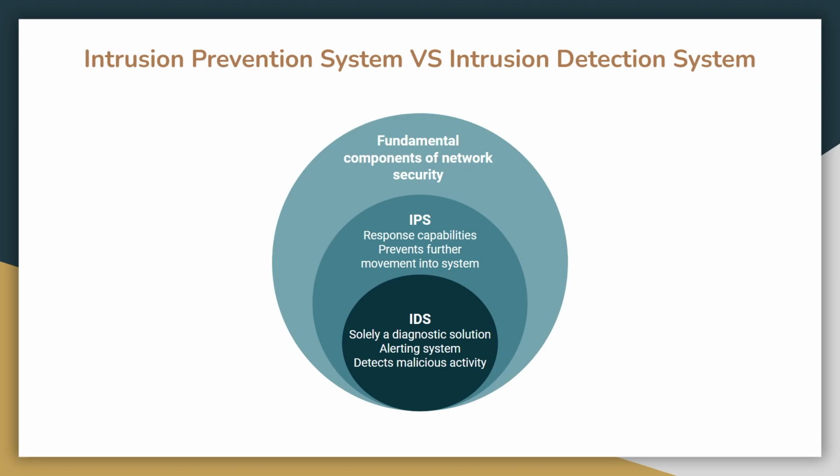The response is the most important difference between these two systems. An IDS will stop at the detection phase, leaving one to freely decide what action to take. In contrast, an IPS will take action to try and contain the threat and prevent further movement into the network.